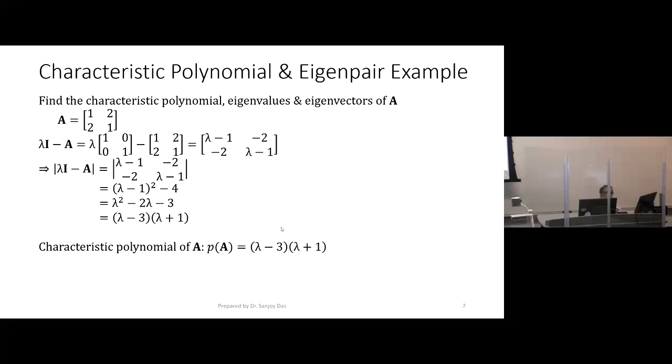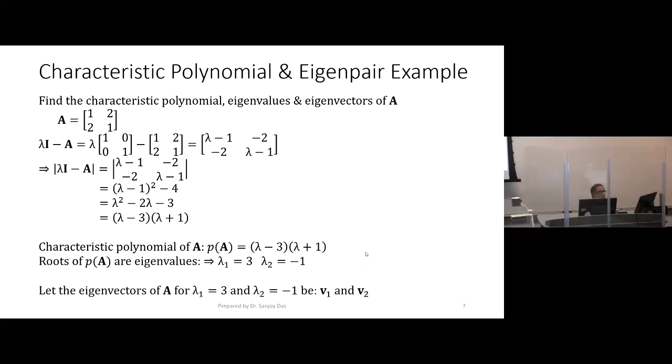So this is the characteristic polynomial. What are the roots of the characteristic polynomial? 3 and negative 1. So the eigenvalues of this matrix A are lambda 1 and lambda 2 equals 3 and negative 1. Let the eigenvectors for lambda 1 equals 3 and lambda 2 equals negative 1 be v1 and v2. So let these be the two eigenvectors, and next we'll find out what these eigenvectors are.